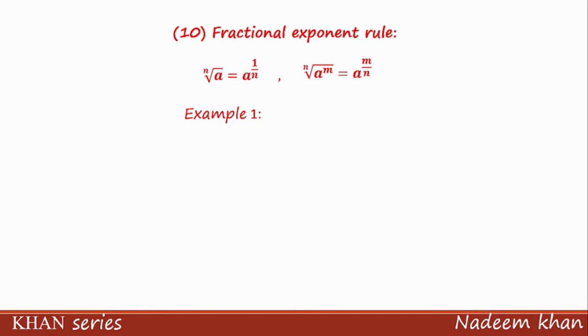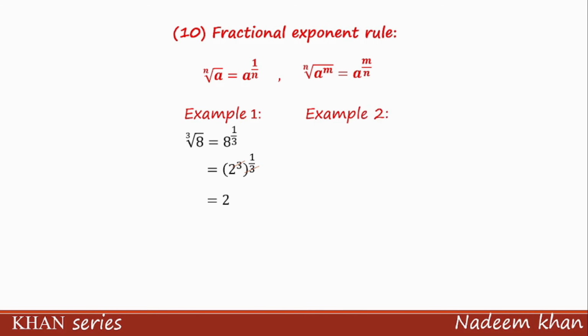Example 1. Cube root of 8 equals 8 to the power 1 divided by 3. We can write 2 to the power 3 whole power 1 divided by 3. Now we cancel the power, we get 2.